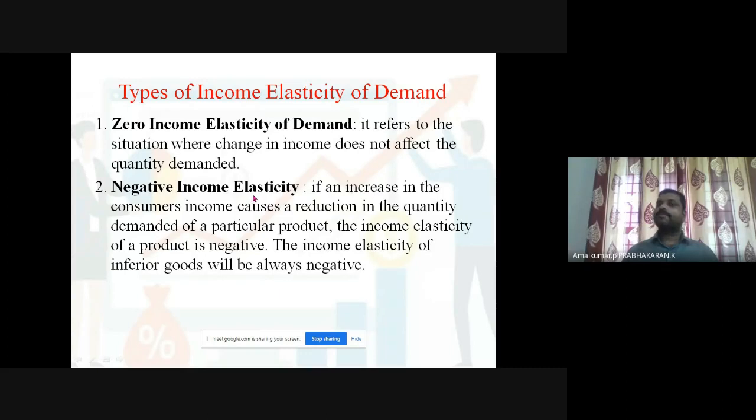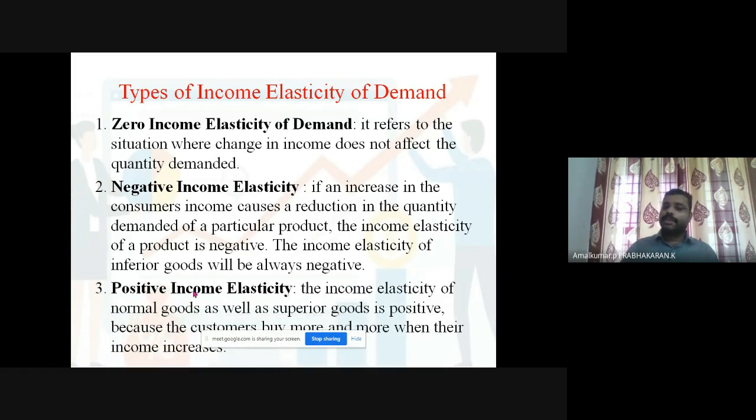It is called a negative income elasticity. If an increase in the consumer's income causes a reduction in the quantity demanded, it is a negative income elasticity. If the income is increasing, the demand is decreasing. This is in the case of inferior goods. If a person's income is increasing, he shifts his demand from inferior goods to more superior goods. This reduces the demand for inferior goods and leads to negative income elasticity for inferior goods.